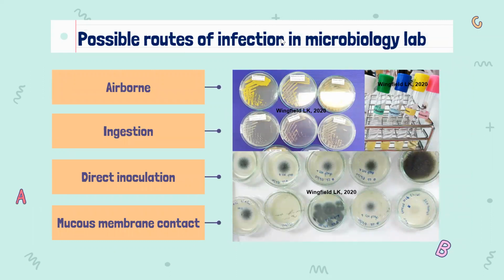Possible routes of infection in a microbiology laboratory. The first route is airborne. Some microbes can be airborne, for example, fungal spores and viruses. Ingestion. Sometimes you can accidentally ingest or take in a culture spill, so you will need proper protection. Direct inoculation is by injecting some of the contaminated culture into your body. And the last one is mucous membrane contact, by contacting all those cultures on your skin.